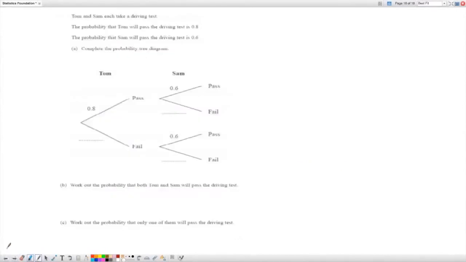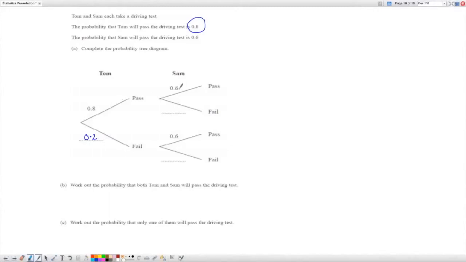This question is related to a tree diagram. We're told that Tom and Sam each take a driving test. The probability that Sam will pass the driving test is 0.8. Therefore, the probability he will fail is 0.2. This must add up to 1.